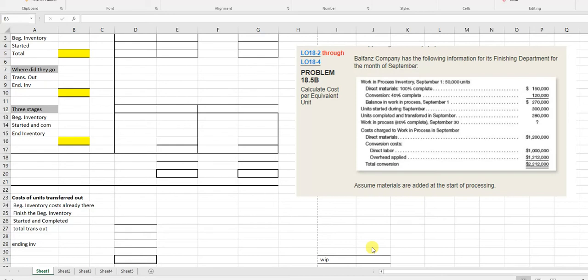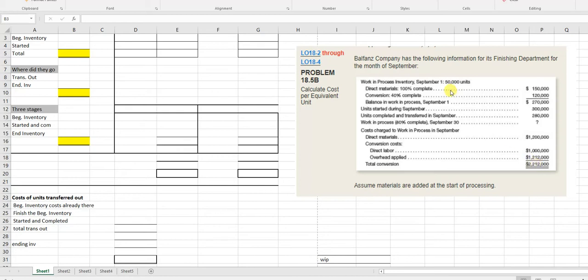The costs are either already there, so in this problem we have $270,000 worth of costs in beginning inventory, and then this period we added 1.2 million plus conversion costs of 2,212,000. So we added $3.412 million worth of costs this period. What we want to do is figure out if those costs are either still here or have been transferred out.